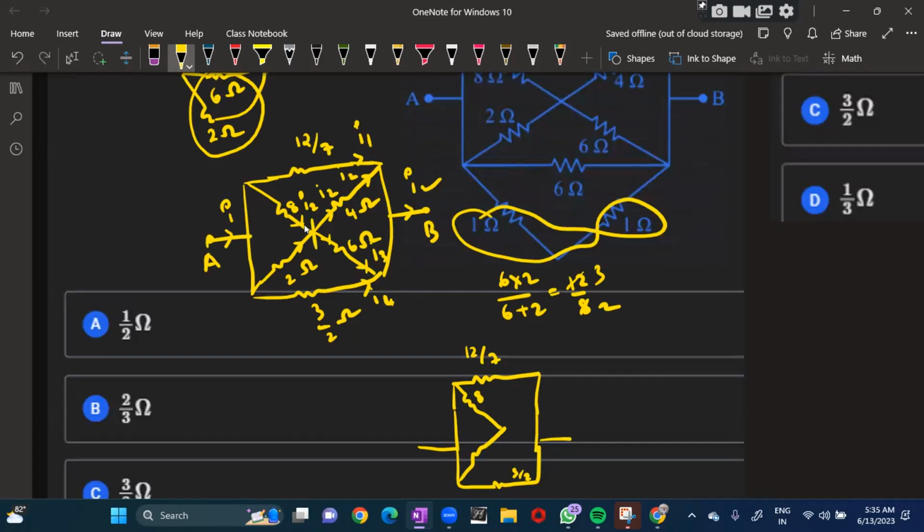This is 8 ohm and 2 ohm. And this is 4 ohm. This is what here? 6 ohm. Now this 8 and 2, in which combination? Series. No, not series. This is 12 by 7. And you can draw like this.